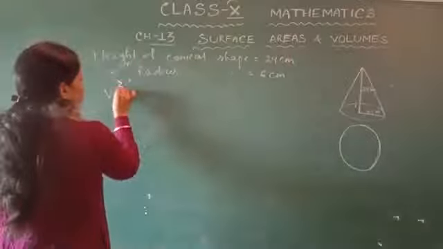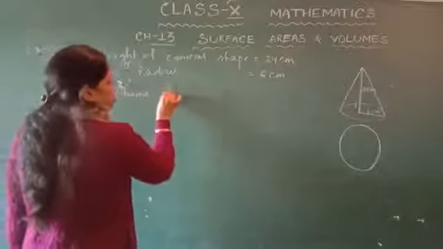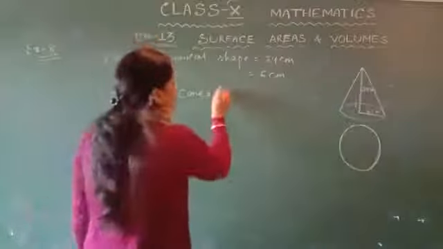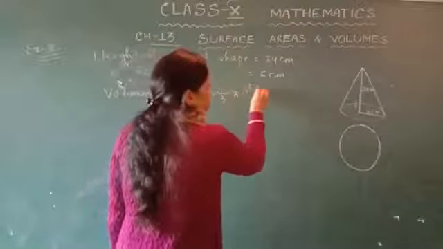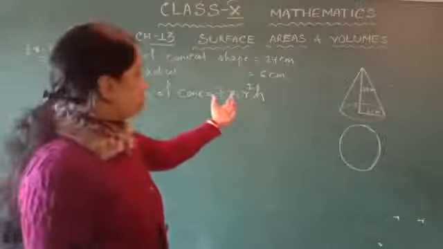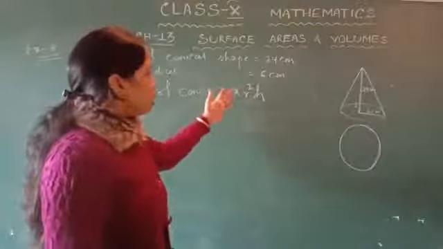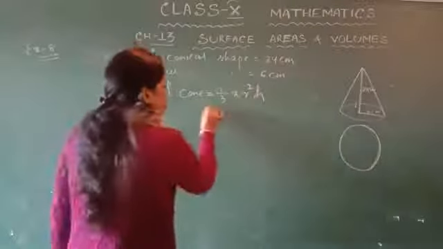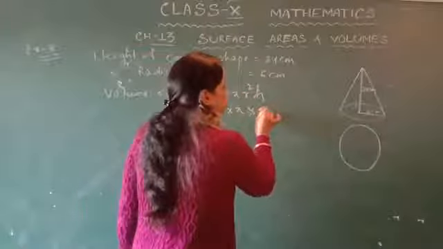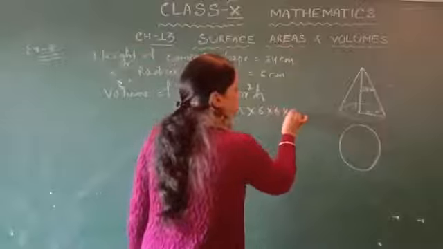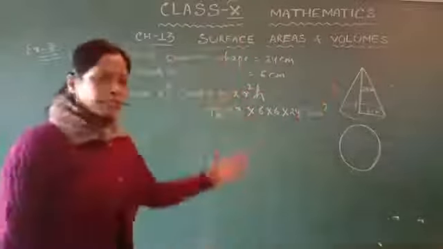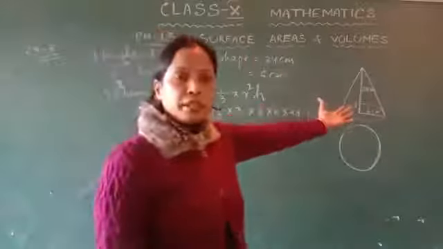Now the volume of a cone is equal to 1 upon 3 pi r square h. This is the formula to find the volume of the cone. So that is equal to 1 upon 3 into pi into r square, that is 6 into 6, into 24 cubic centimeter. This is the volume of the first solid, that is the cone.